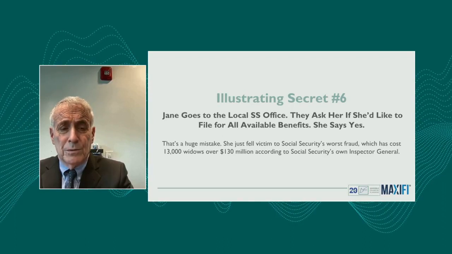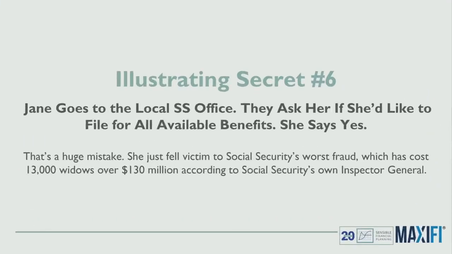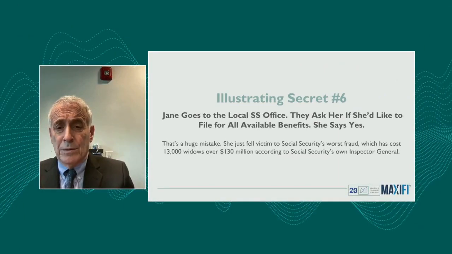Okay, this is the illustration. So Jane, let's say, goes to the local Social Security office. They ask her if she'd like to file for all her available benefits. She says yes. Let's say she's 62. And this is now a case where she's fallen victim to Social Security's worst fraud, which has been investigated by Social Security's own Inspector General. And he's just reported in print that Social Security has defrauded 13,000 widows out of $130 million over recent decades by running this fraud. Now, whether they intentionally ran it or accidentally ran it, they're not fixing it. Let's put it that way. This report came out 2 years ago. The Inspector General said, fix this, pay these people what you owe them. They didn't do it.